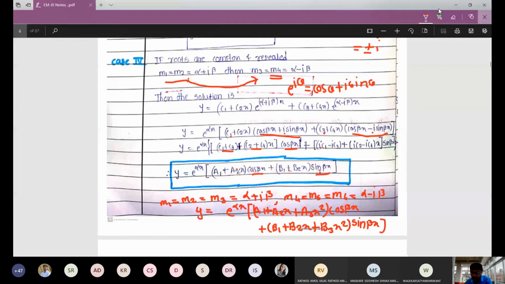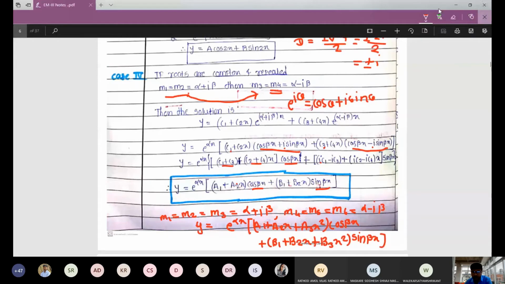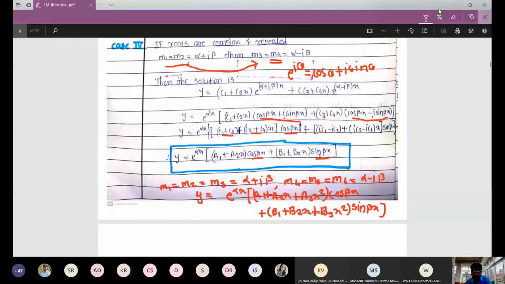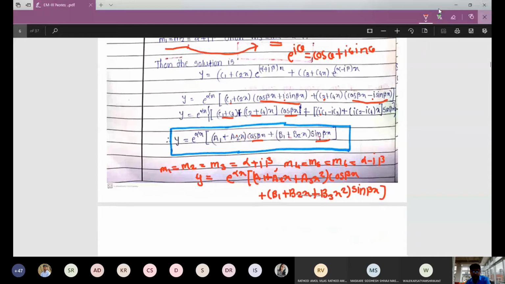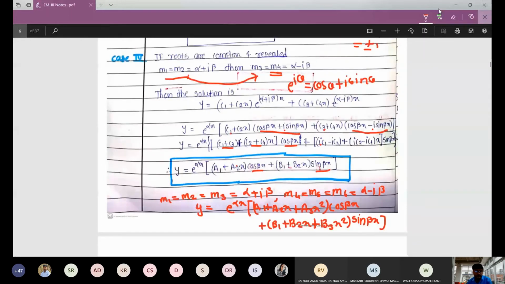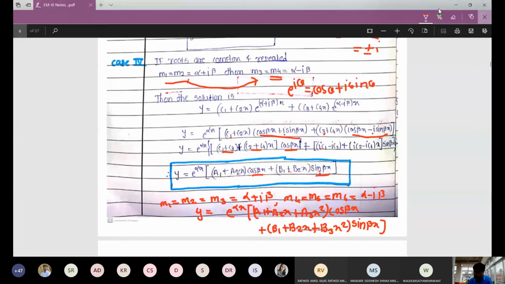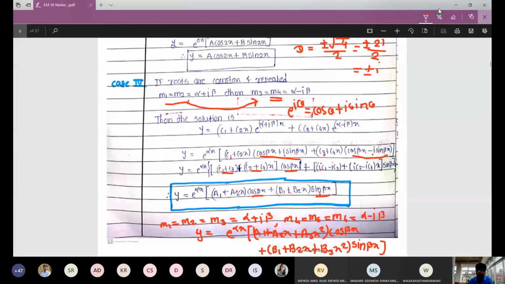So as far as your exam is concerned, this case is a little bit lengthy, so you may not get examples based on this case, but for your information, it is a very good method. And if you come across some problem where you have to use this case number 4, you must know this case. So do you understand this step, case number 4? Yes, sir.